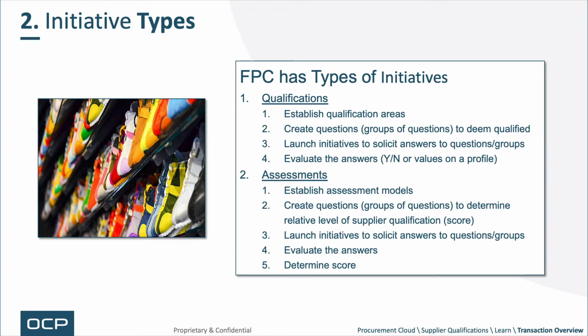If your initiative is for an assessment, then you may have more assessment models: goods, services, public works. They just type the different questions, groups of questions, and qualifications that you're going to ask, so you can determine a relative score. As you would with qualifications, you'll launch the initiative, solicit answers to the questions, evaluate those answers, and determine a score.